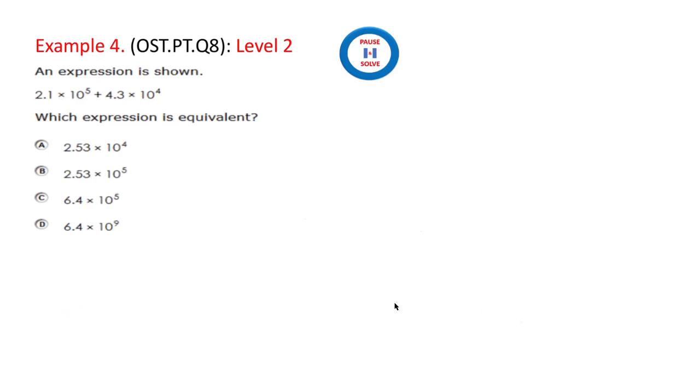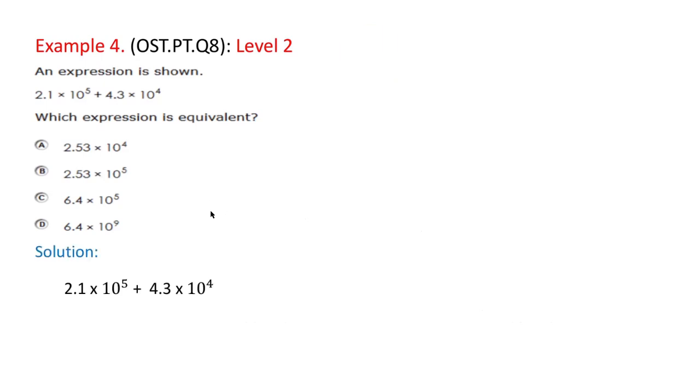Example number 4. Now, the following examples are practice tests, okay? They are all considered as level 2. So we are adding these two numbers in scientific notation. First I'm going to turn this into 5, which is I multiply this by 10 and divide this by 10. You get this. Add them. 2.53 times 10 to the power 5. That's one way of doing it.